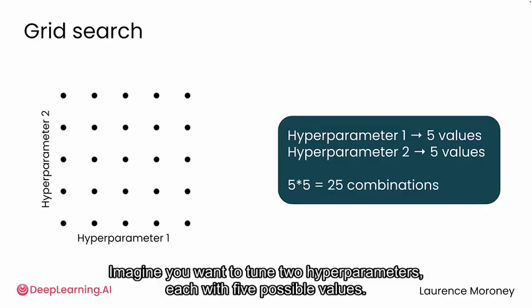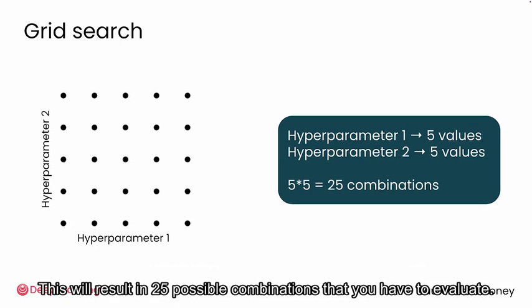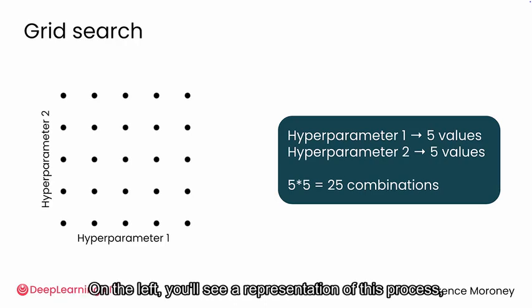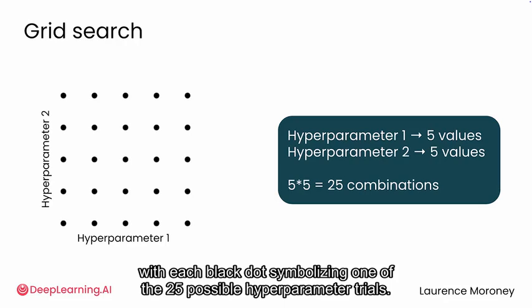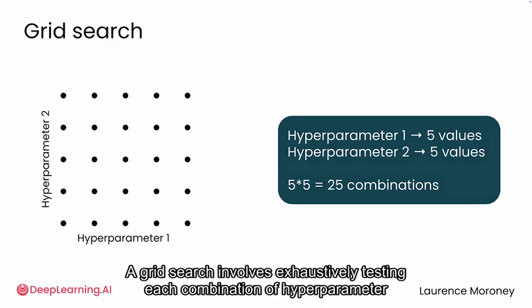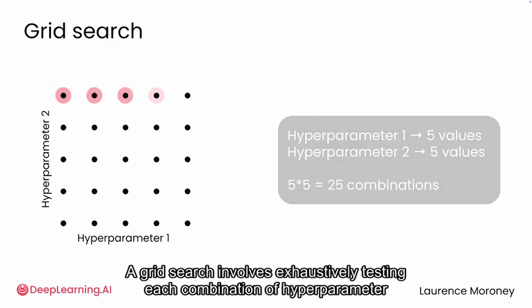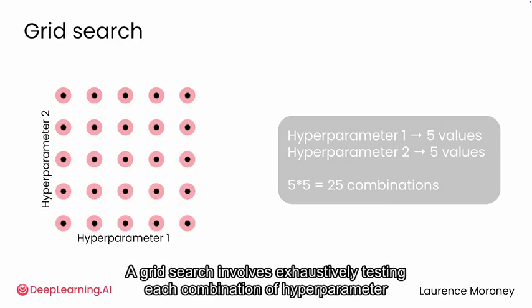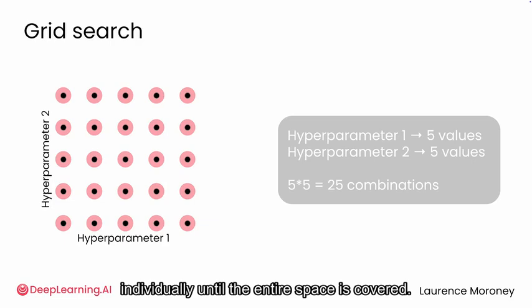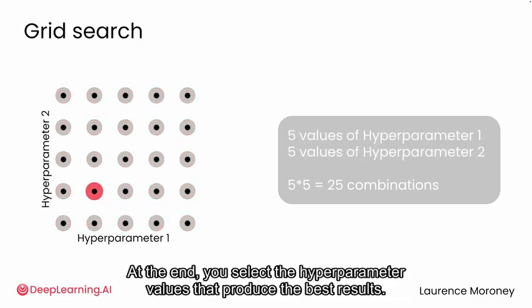Imagine you want to tune two hyperparameters, each with 5 possible values. This will result in 25 possible combinations that you have to evaluate. On the left, you'll see a representation of this process, with each black dot symbolizing one of the 25 possible hyperparameter trials. A grid search involves exhaustively testing each combination of hyperparameters individually until the entire space is covered. At the end, you select the hyperparameter values that produce the best results.